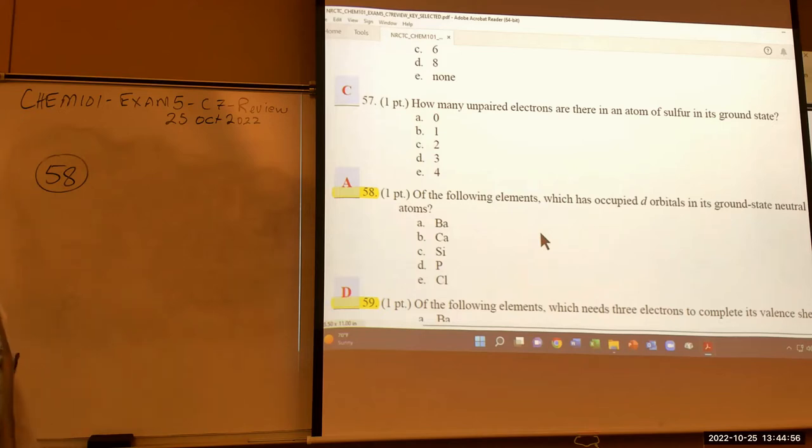The only one that has d orbitals is barium. That are occupied. We're not actually filling them, right? It's not a transition metal, but the d orbitals are occupied in its core. Core electrons contain d orbitals. Okay, I guess we'll stop there and I'll come back.